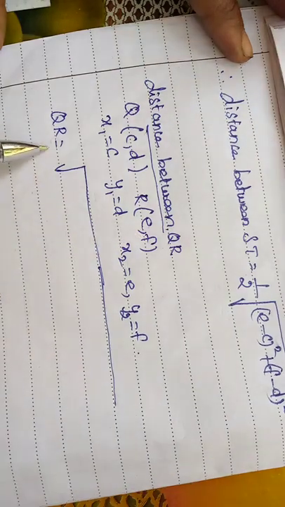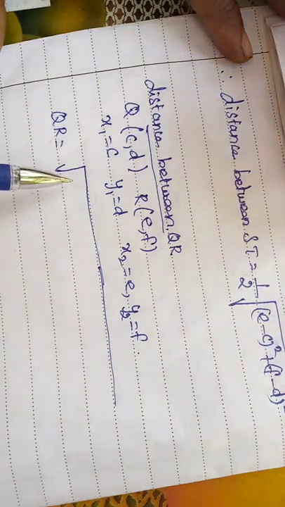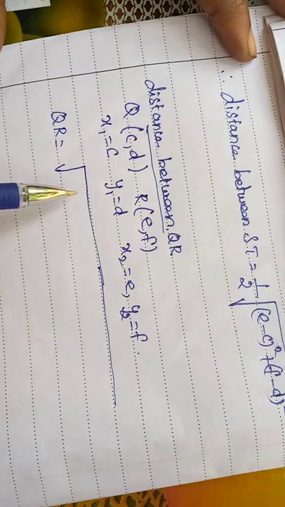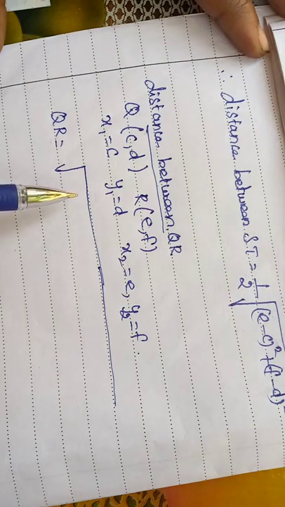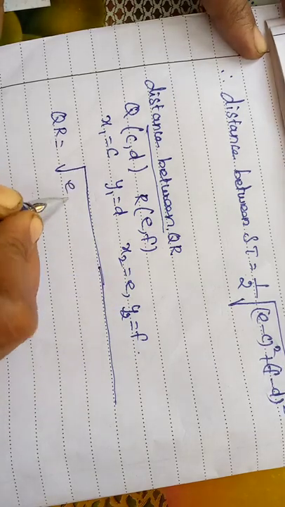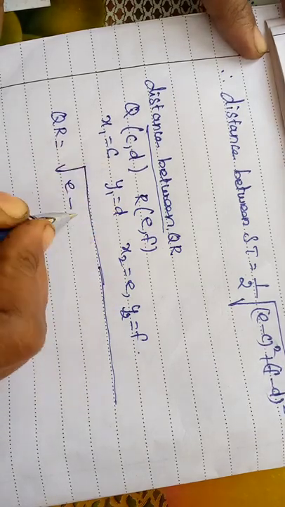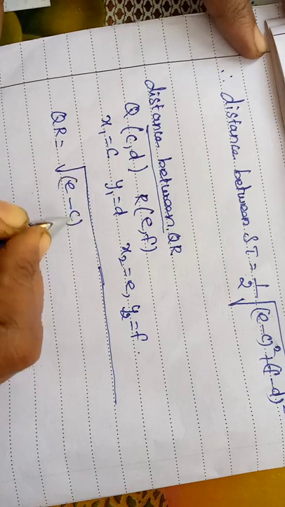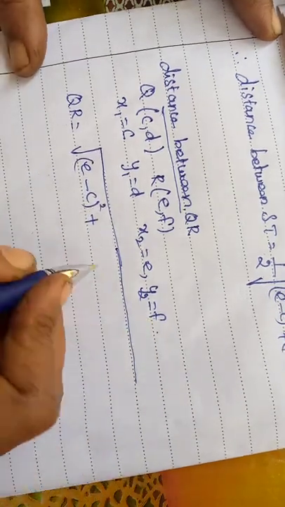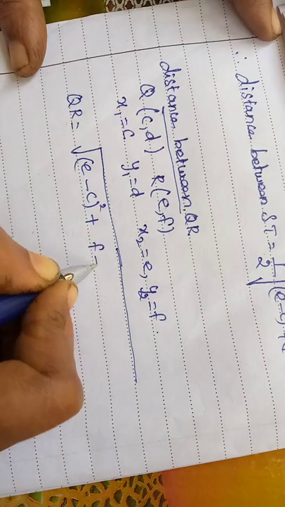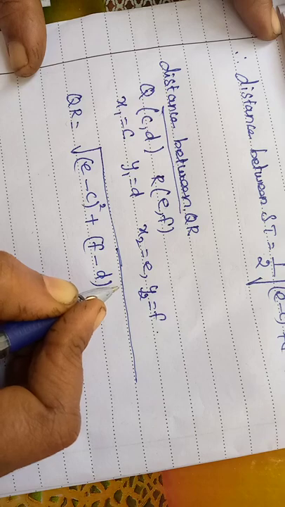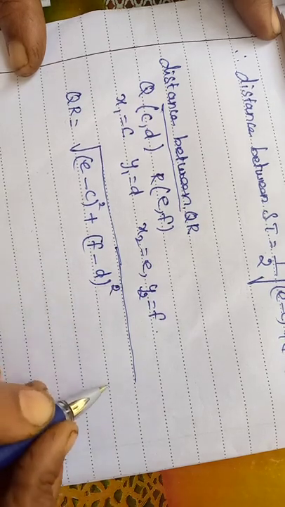Okay, QR is equal to, using distance formula. What is the distance formula? Square root of x2 minus x1 the whole square plus y2 minus y1 the whole square. Let us substitute. x2 is E minus x1 is C. So E minus C the whole square plus y2 minus y1, that is F minus y1 is D the whole square. Let us take it as equation number 2.